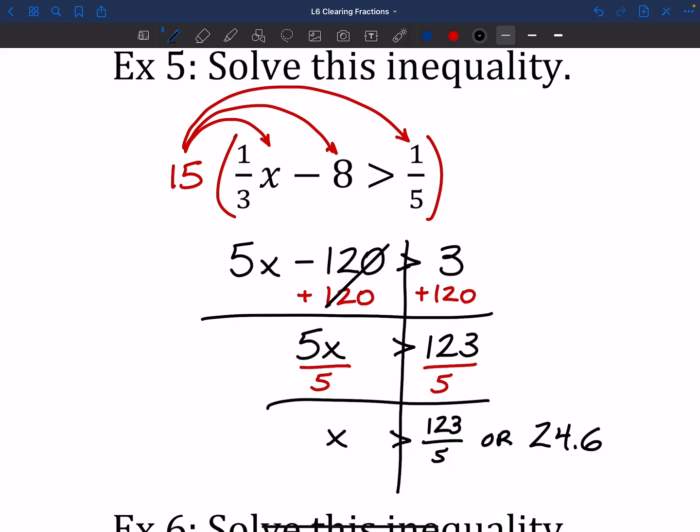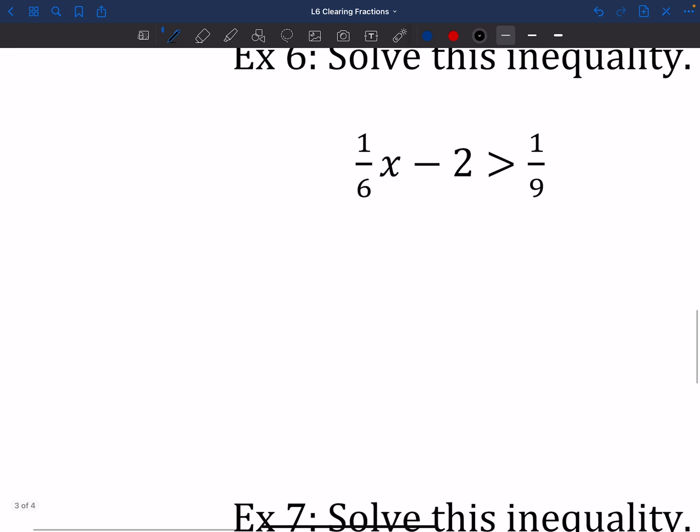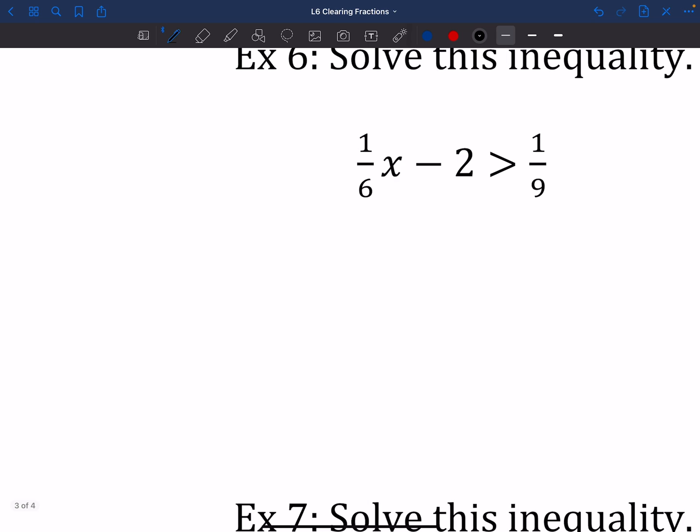All right. So what I'd like you to do is try out the next one. See what happens. So hopefully you gave that a shot. All right, let's take a look. We have 1/6 x minus 2 is greater than 1/9. So this is one where writing out the multiples can actually be helpful to us, right?